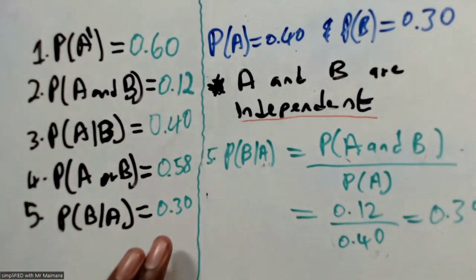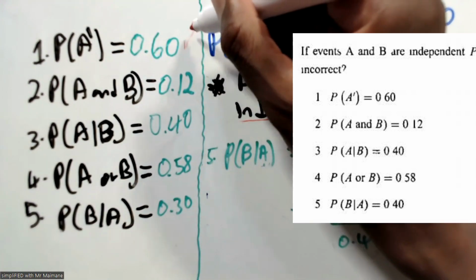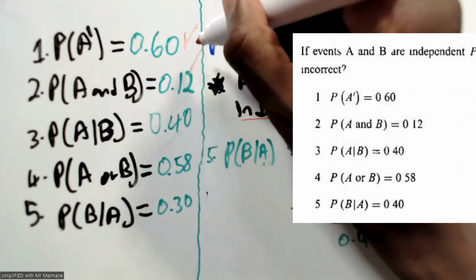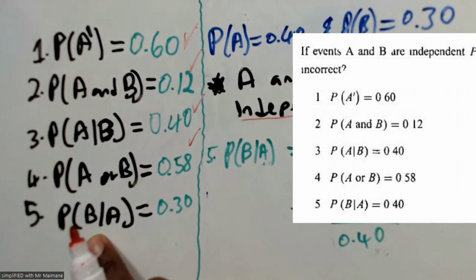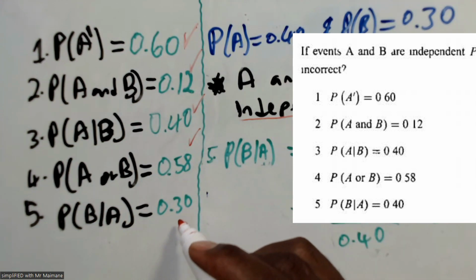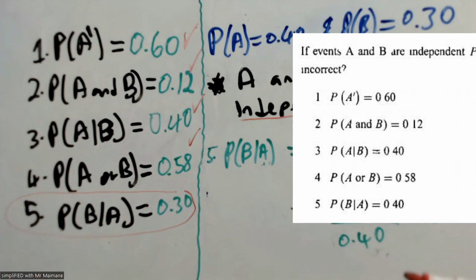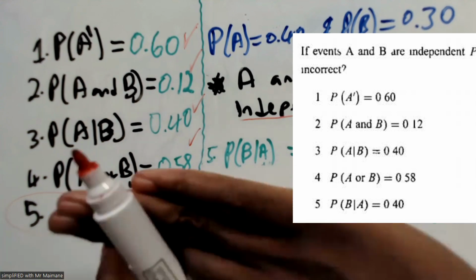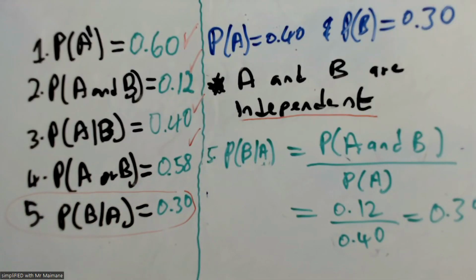So we've gotten all the correct values. Looking at our options, we can tell they got this one correct. We got the same one as this. We got the same one here. We got the same one here, but for the probability of B in condition to A, they got 0.40 and the actual answer is supposed to be 0.30, meaning the incorrect answer is option 5, which is the correct answer according to the question, because they wanted us to point out the incorrect answer. So all the other 4 are correct, but this is the incorrect one.